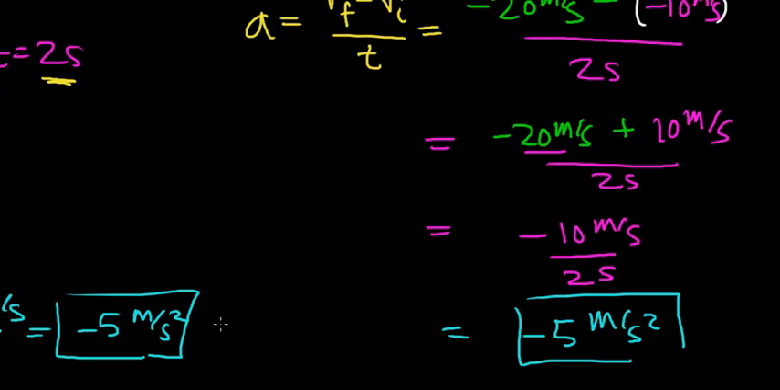Now what you should see is that the acceleration is constant. It doesn't matter which points I choose. I'm going to find that the acceleration, or the rate at which the velocity is changing, is going to be constant. In this case, it's going to be a negative 5 meters per second every single second.